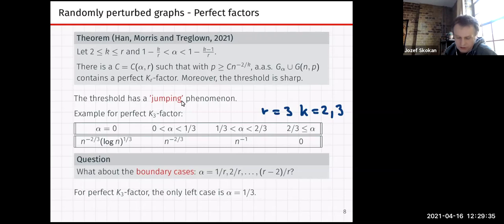So this is almost a perfect picture of the situation, except they don't cover the boundary cases. What happens at these points? You have strict inequalities here, right? It's not at most, it's really strict inequalities. So what happens when alpha is 1 over r, 2 over r, up to r minus 2 over r? For this particular case, when r is equal to 3, the only leftover case is alpha equal to 1 over 3. And actually that was for us our starting point to look at this question.